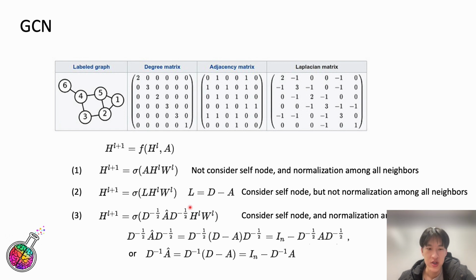If we set the function as the second one, then we can use the self-node information because we add one degree matrix here, but we still fail to do the normalization. So normally we use the last function because it can consider self-node information and do the normalization among all the neighbors.